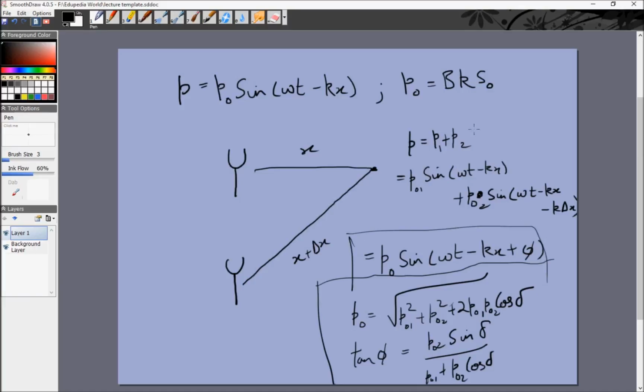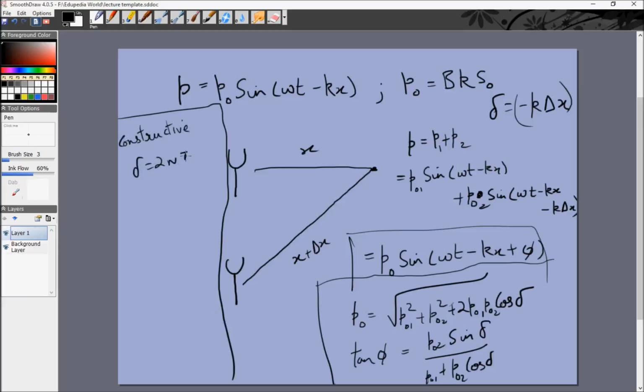In this case, delta will be equal to minus k delta x. Often we'll take it to be kx minus omega t, then it will be k delta x, but that is trivial. The ultimate result will be the same. Now we will have constructive interference. If delta is equal to 2n pi, that will mean P is equal to P01 plus P02, and we will have destructive.